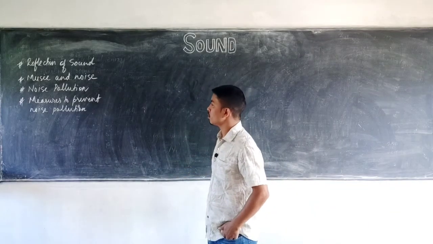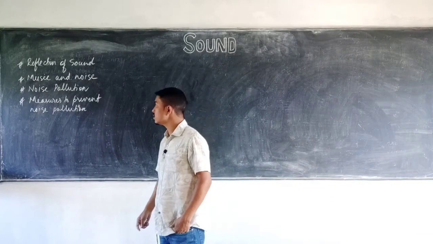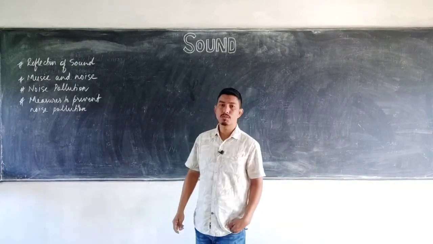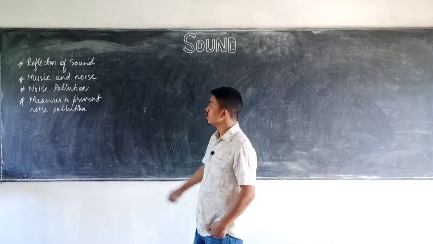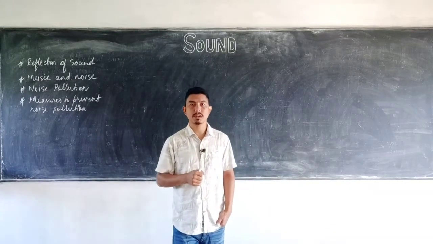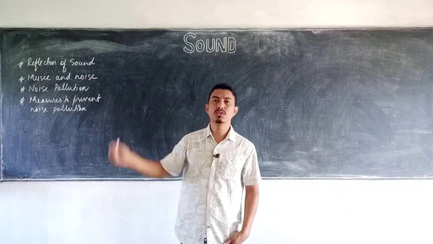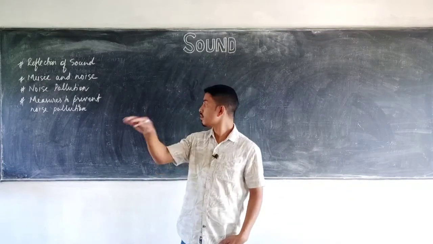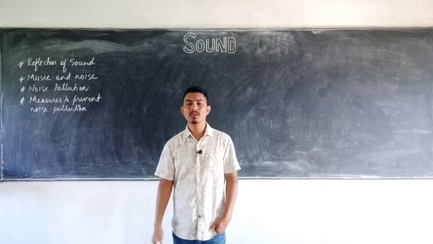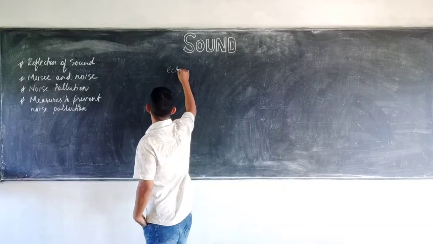Now some of the few important topics to be discussed are the reflection of sound, music and noise, pollution, and the ways to prevent noise pollution. So coming to the reflection of sound, just like light gets reflected by a mirror or any plane reflecting surface, similarly, if there is a huge obstacle in front of a sound wave, the sound wave also gets reflected back, and the reflected sound is known as echo.